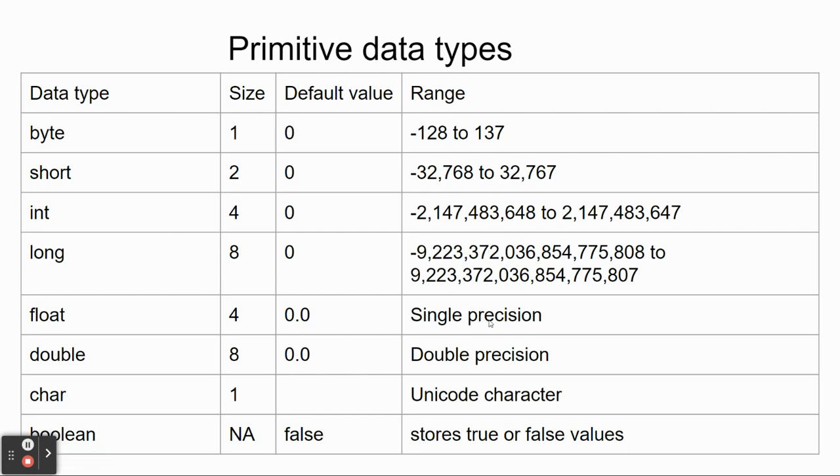For the float, it will be single precision. For the double, double precision. Character will store a unique character, so there will be no numeric ranges. And for the boolean, it will store the true and false value.